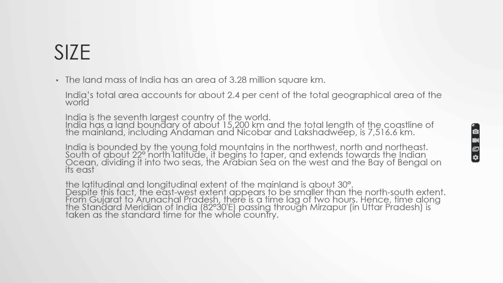The latitudinal and longitudinal extent of the mainland is about 30 degrees. Despite this fact, the east-west extent appears to be smaller than the north-south extent. From Gujarat to Arunachal Pradesh, there is a time lag of 2 hours. Hence, time along the standard meridian of India passing through Mirzapur is taken as the standard time for the whole country.